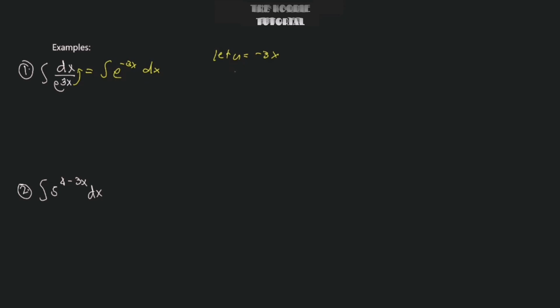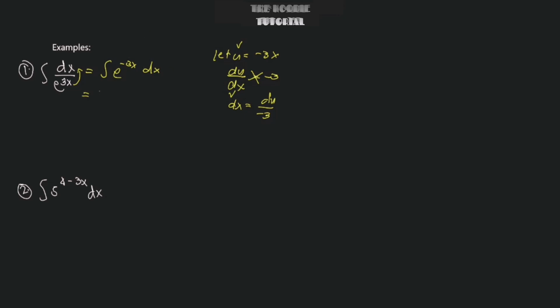And next we need to of course differentiate u in terms of x, since our variable is x, and du would become negative 3 dx. And then of course we need to find the value of dx, which is just equal to du over negative 3. So this is equal to du over negative 3. So we already have the value of u and dx. Let's go and substitute that through here.